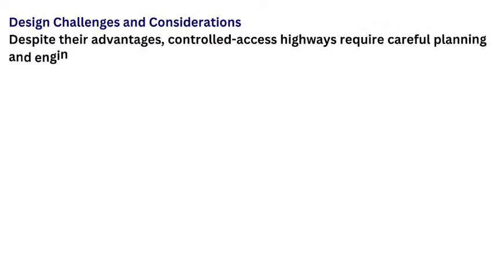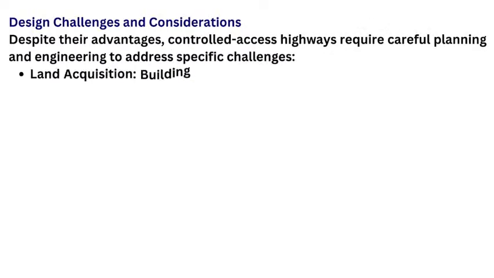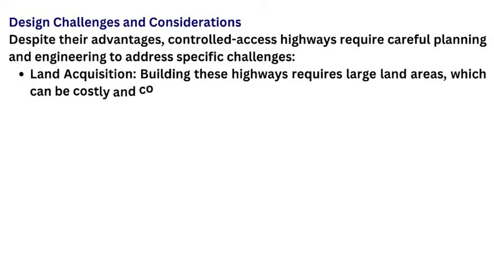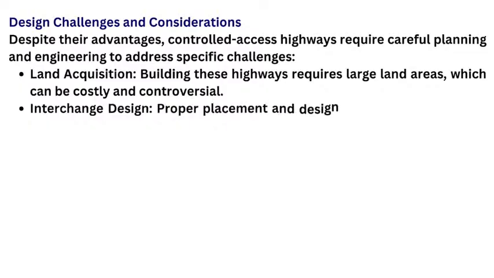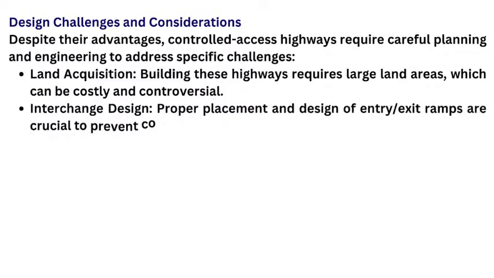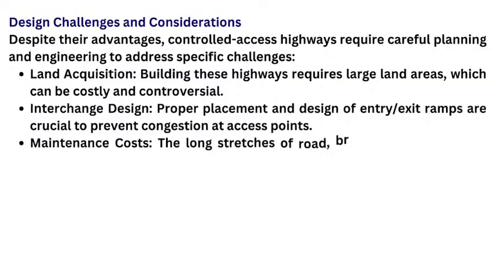Design challenges and considerations. Despite their advantages, controlled access highways require careful planning and engineering to address specific challenges. Land acquisition. Building these highways requires large land areas, which can be costly and controversial. Interchange design. Proper placement and design of entry and exit ramps are crucial to prevent congestion at access points. Maintenance costs.